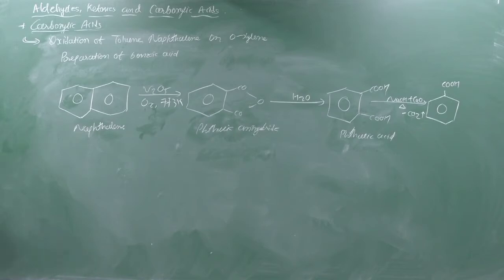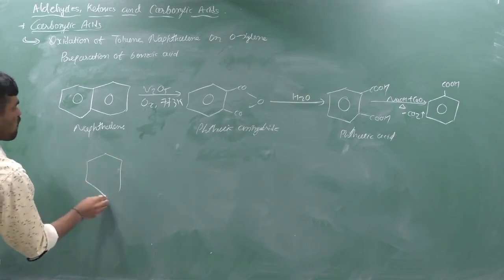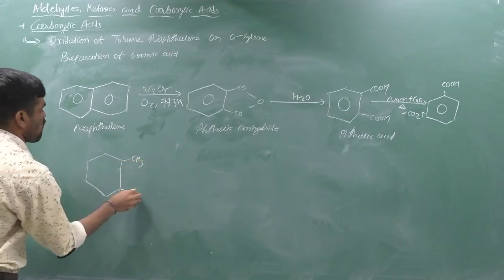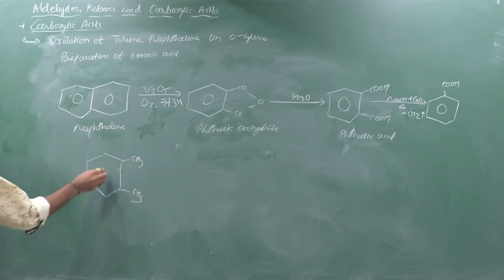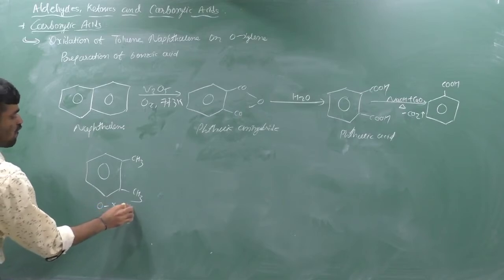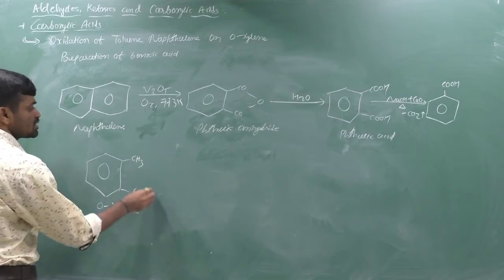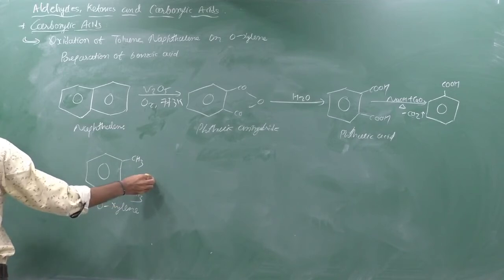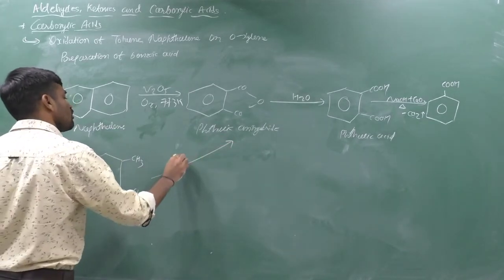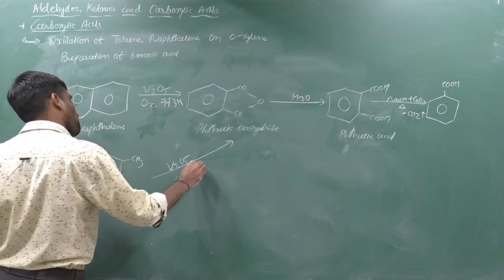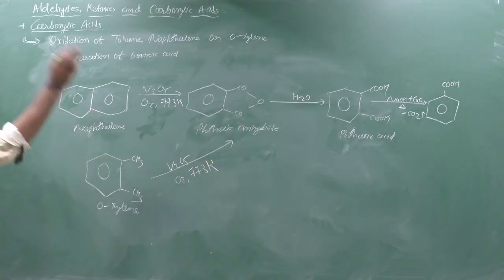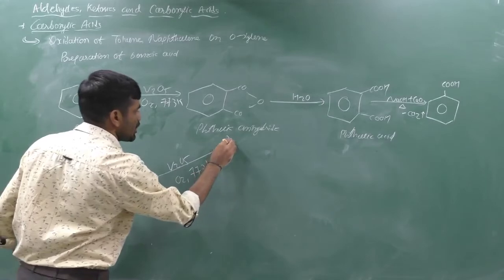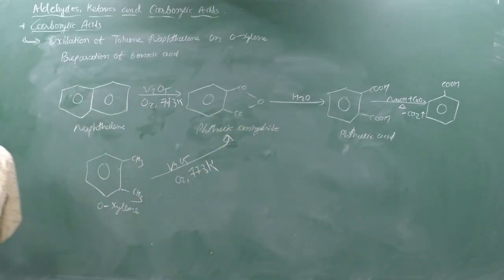Suppose here you use orthoxylene. That is orthoxylene, and we can oxidize it in the same condition. We can obtain the product like that. Then the reaction goes on like that, and from here we directly get this particular product. Later on we can synthesize the benzoic acid. The same thing applies in toluene, right? But in toluene there is a little difference.